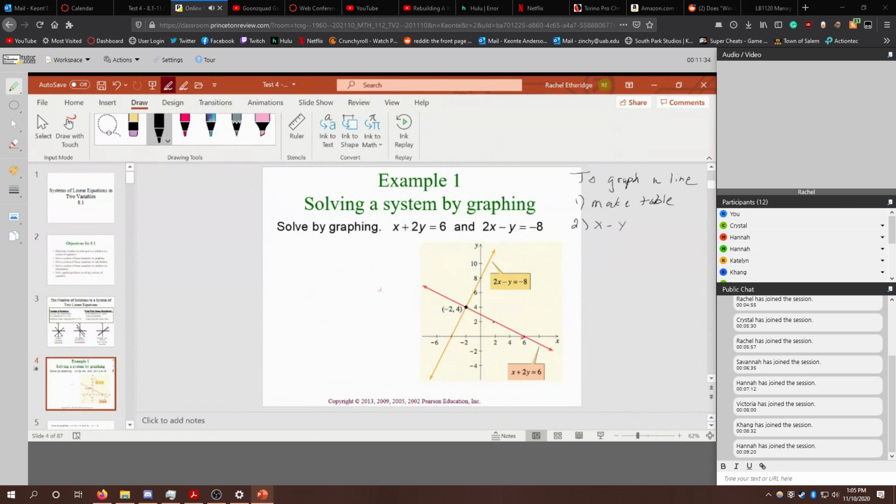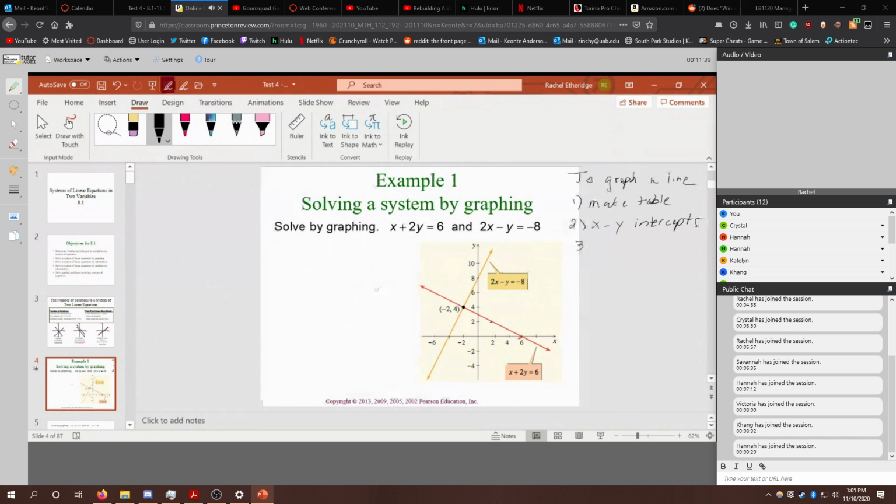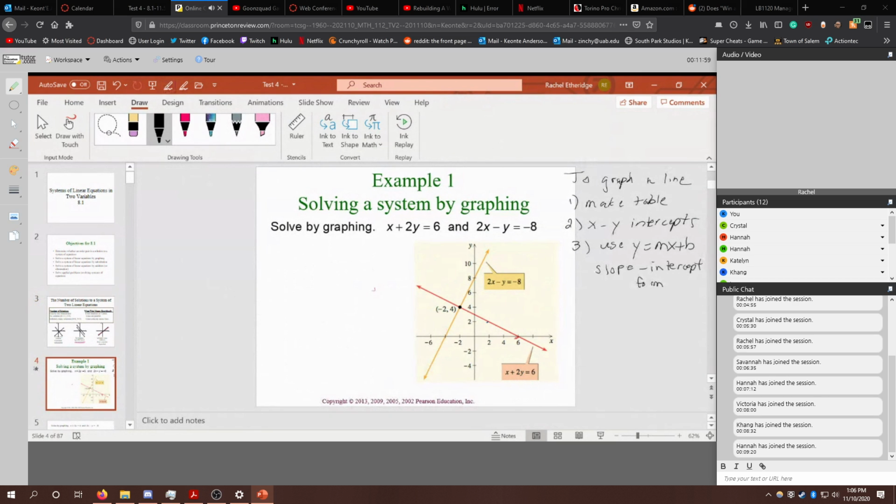We can use x and y intercepts. That's the easy way. Or we can use y equals mx plus b, so we would use the slope-intercept form. So we would have to solve for y. And sometimes we're going to have to do that, because sometimes the x and y intercepts are not going to both be numbers that are not fractional or decimals. So if I want to use the x and y intercepts, I have to do that for both lines.